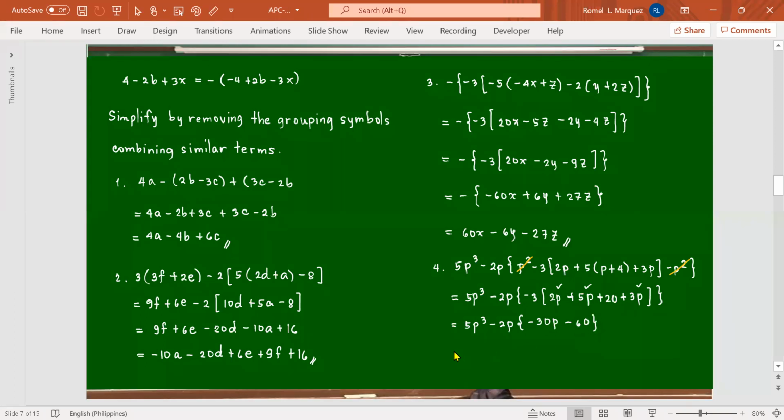Right? Then 5p cubed minus, magiging positive, no? 60p squared. Am I right? Plus, ilan? 120p. Or are there terms that can still be combined? No more, no? They are all dissimilar terms. Oh, get it, guys? Children? Last one, number 5.